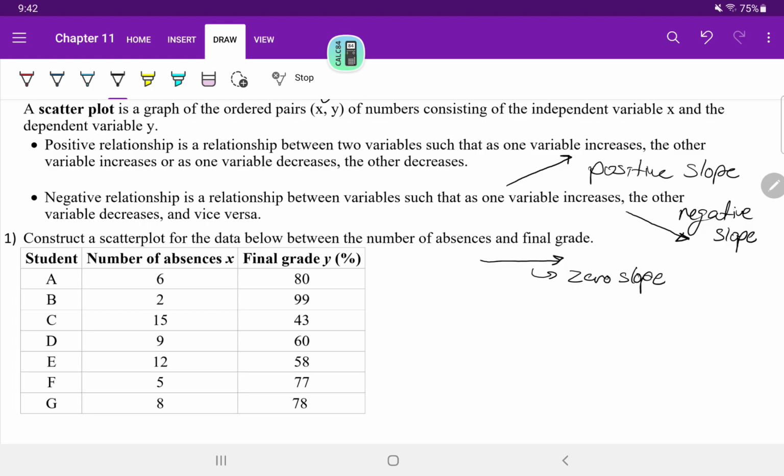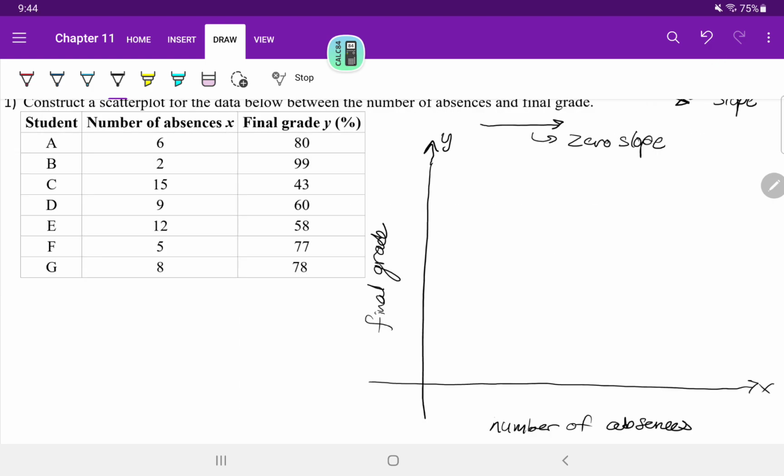Let's construct the scatter plot. When you're making a scatter plot, you're going to draw a set of axes, the x-axis and the y-axis. The x-axis is the independent variable, which is the number of absences, and then the y-axis will be the final grade. If you notice, both of these variables have different units of measurement, so we have to label each axis accordingly.